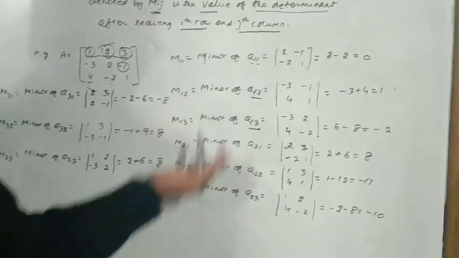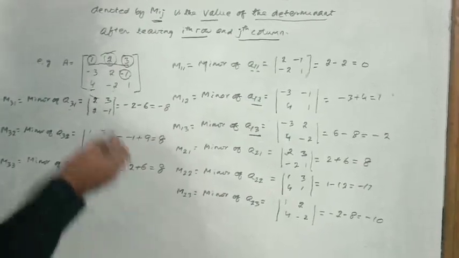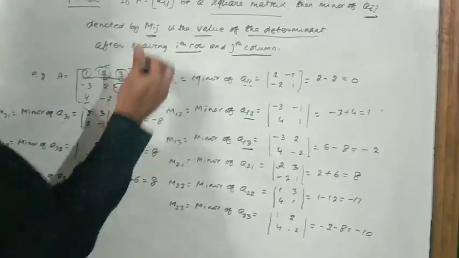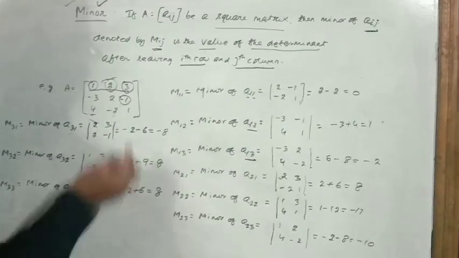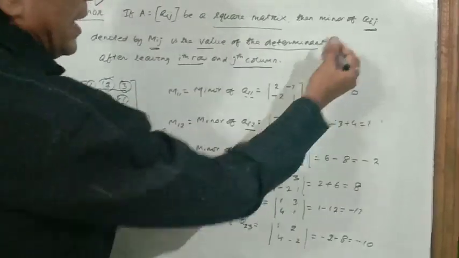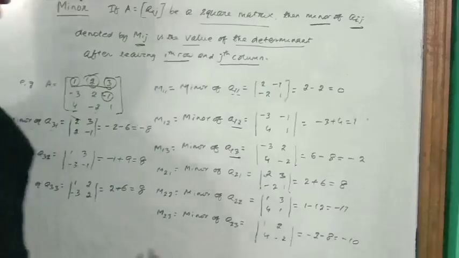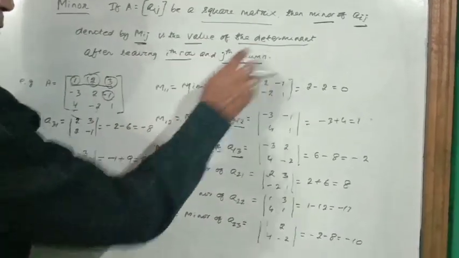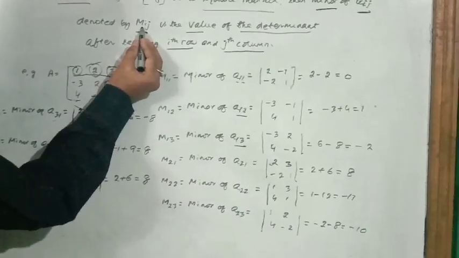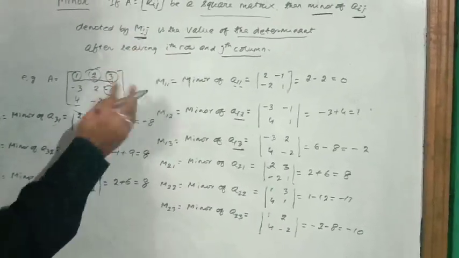Now these are the minors of the element Aij. So you have to remember the definition of minor. If A is a square matrix, then always the minor of the element Aij, which is denoted by Mij, is the value of the determinant after leaving ith row and jth column.